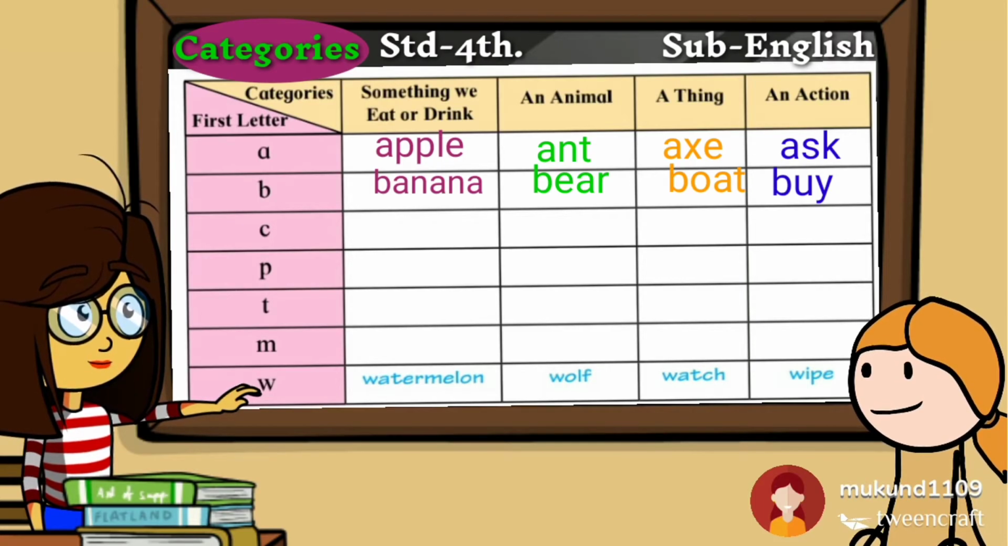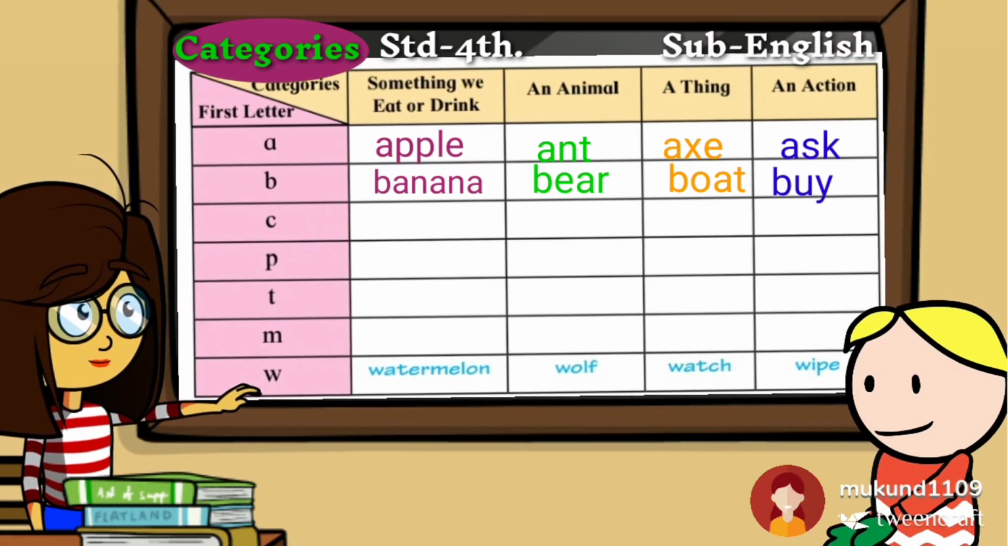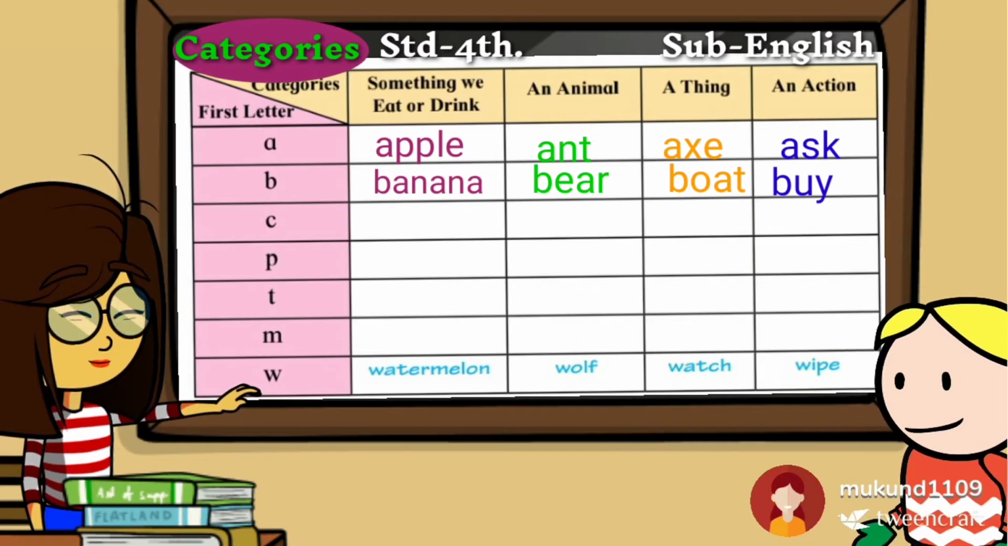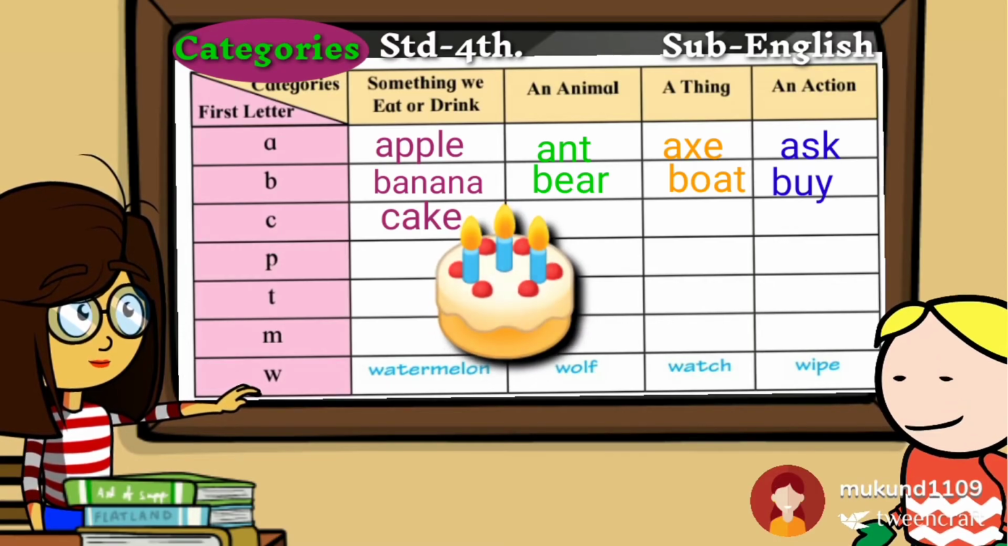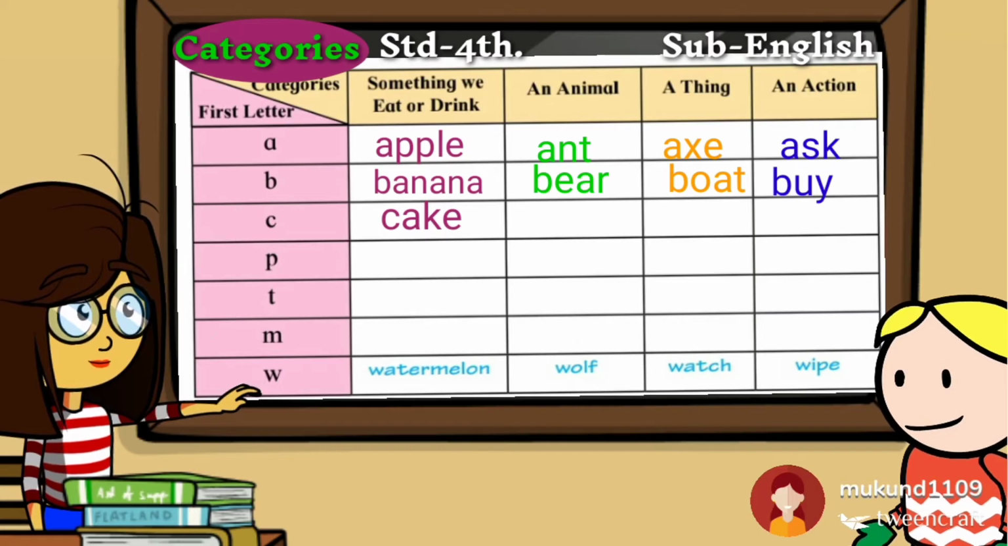Aryan, come here. Aryan, now you tell me something we eat or drink. Which word begins with C? Yes, teacher. Okay, teacher. Oh, my favorite. Cake. C-A-K-E. Cake. We can eat. Which word begins with C? Very good, Aryan. Now you tell me an animal. Which word begins with C?